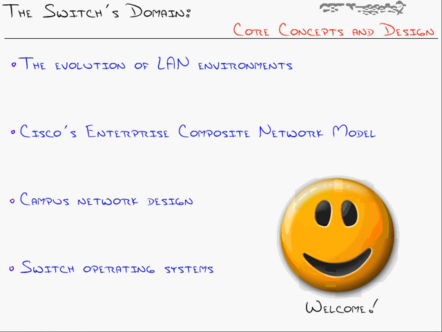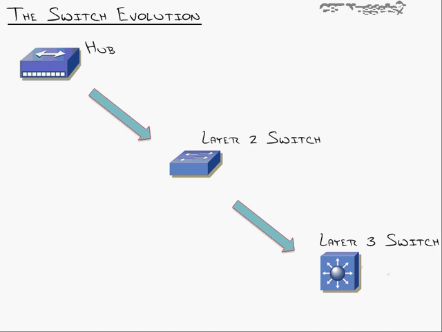Last thing we'll talk about is the switch operating systems. The two that are out there, the Cat OS and the native IOS, what you need to know about each one. So if you're ready, I'm ready. Let's get going. In the beginning, there was the hub.